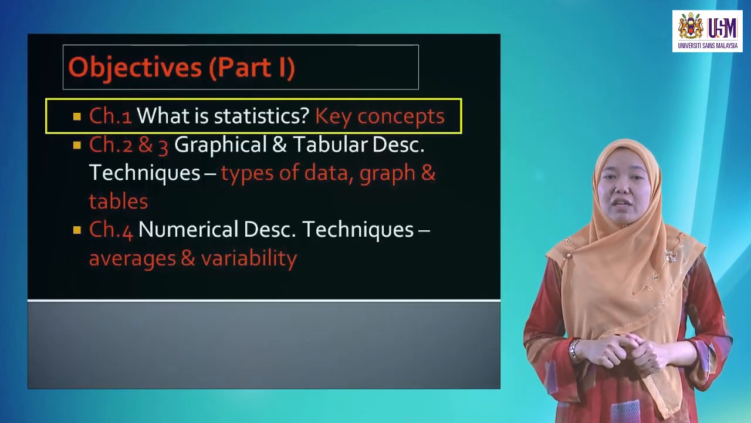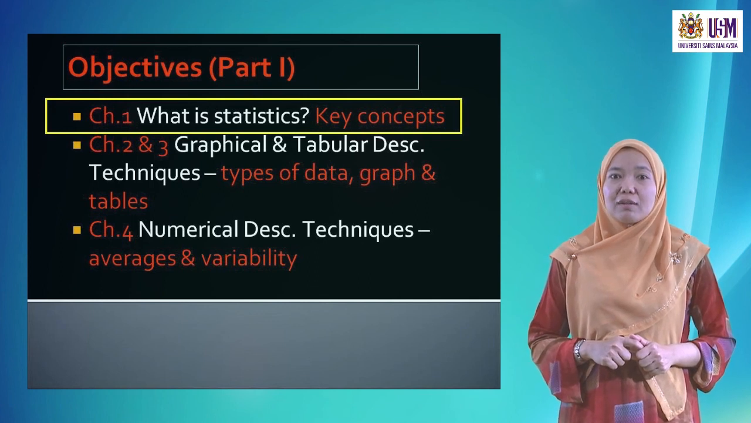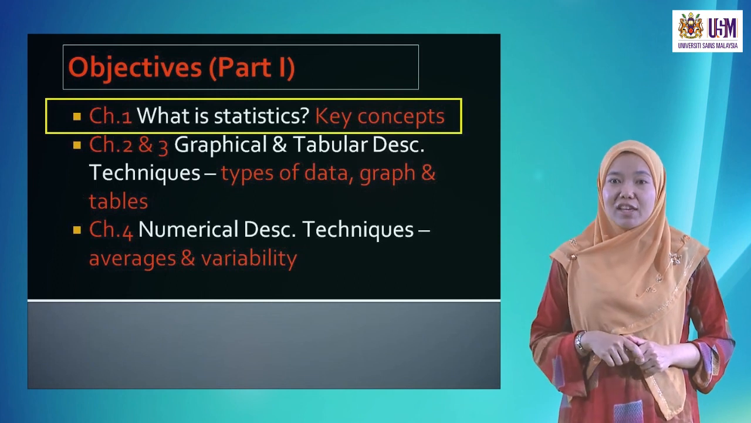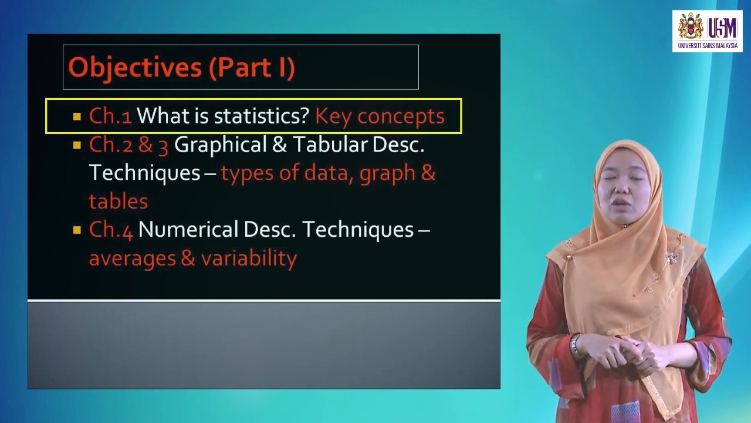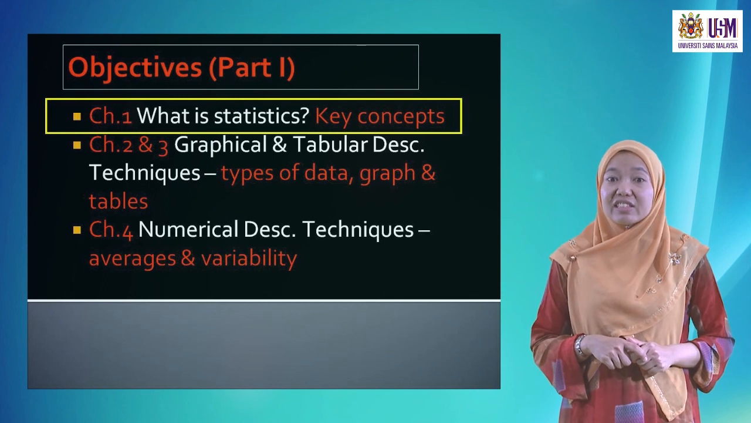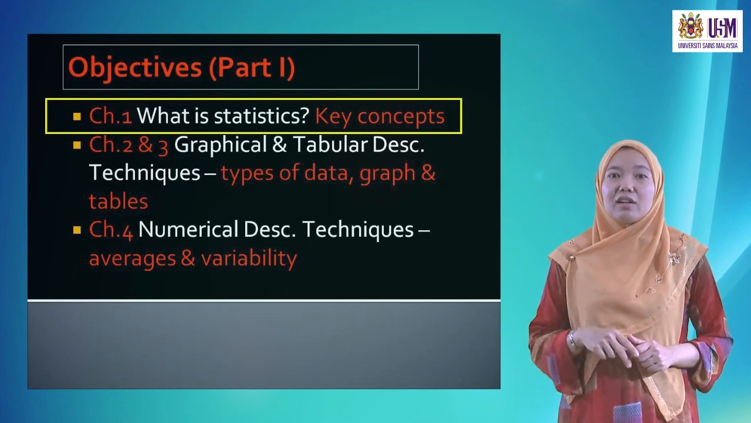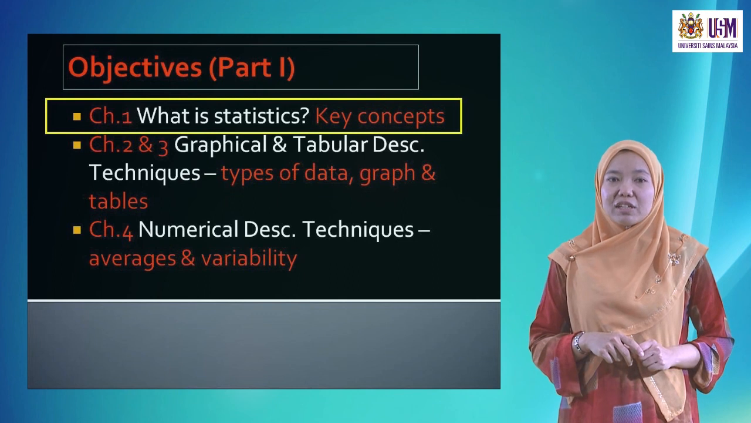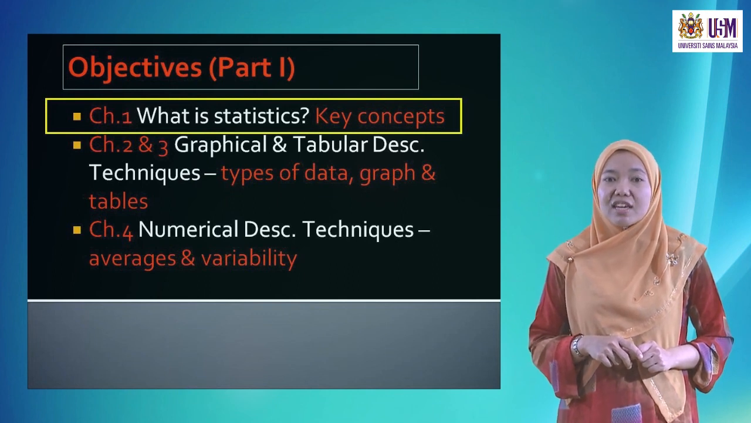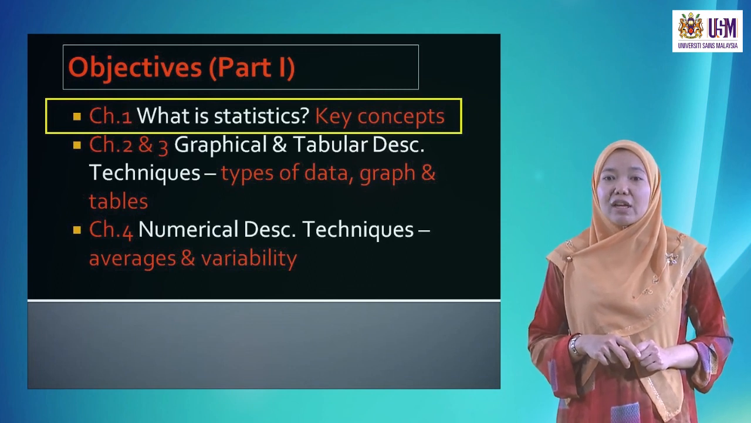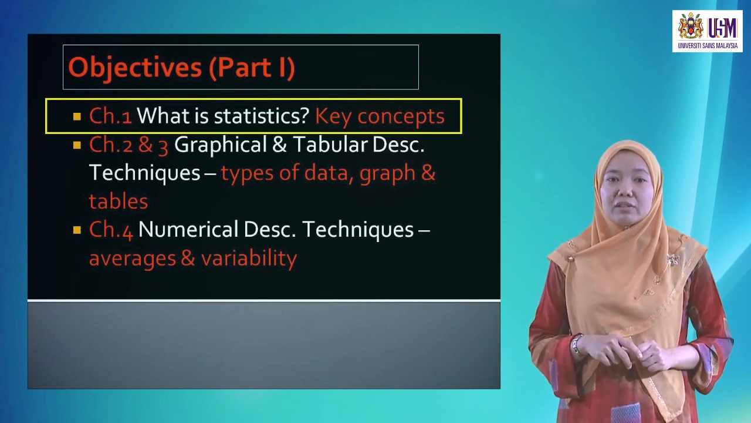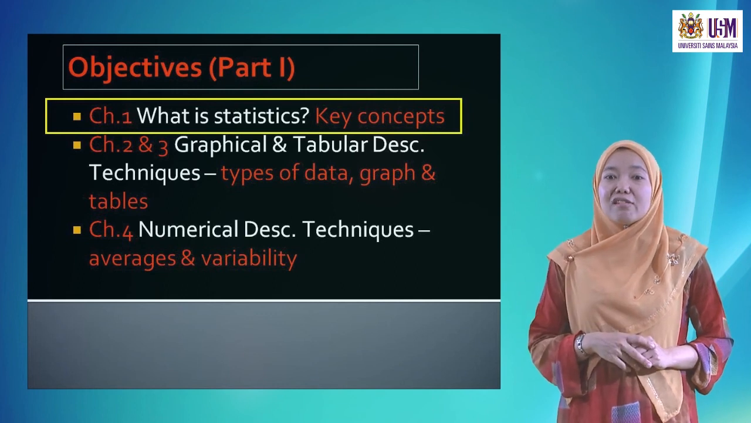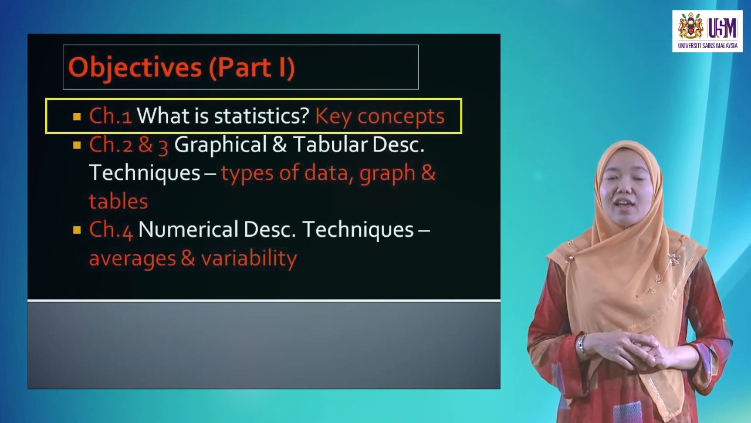Okay, the objectives that we'll be covering for today's session, part one, is first we'll be looking at chapter one, what is statistics. As I mentioned, this is where we discuss the key concepts of statistics. The second part of the objective for today, we'll be looking at chapters two and three, graphical and tabular descriptive techniques. We'll be looking at the different types of data, graphs, as well as tables. And chapter 4, we'll be looking at numerical descriptive techniques. You will learn all about averages as well as variability.